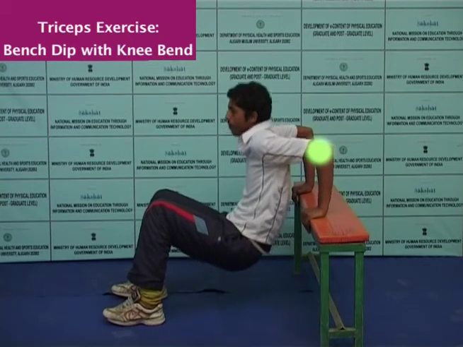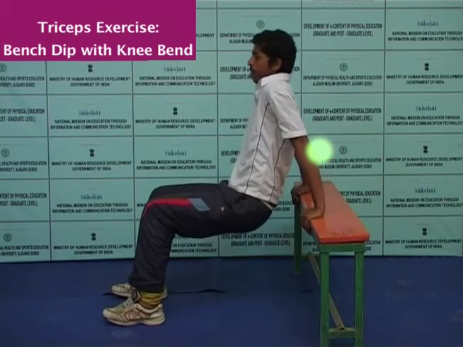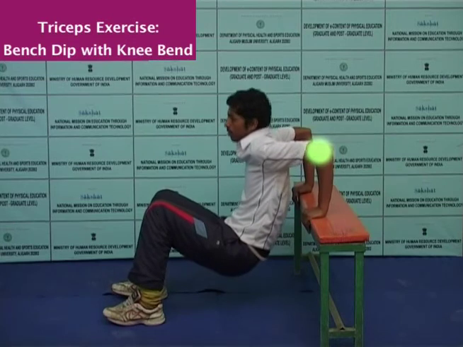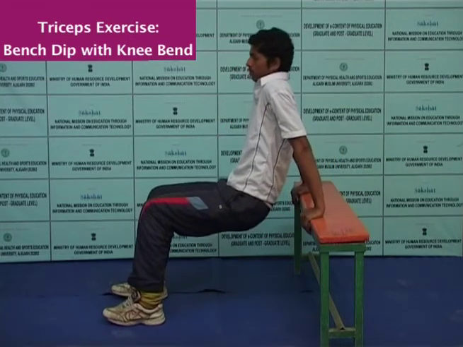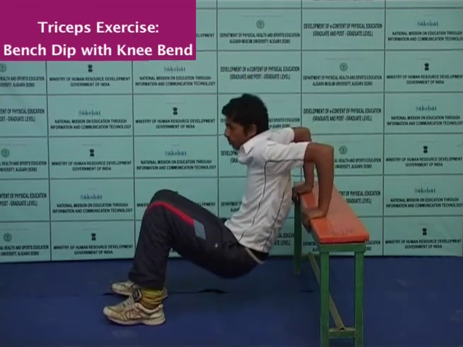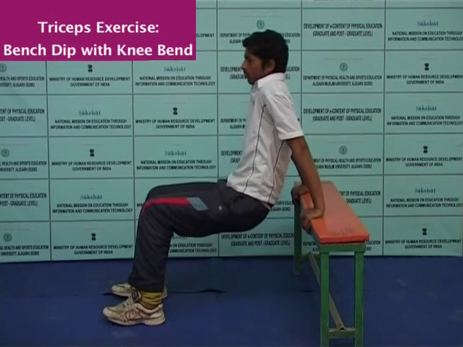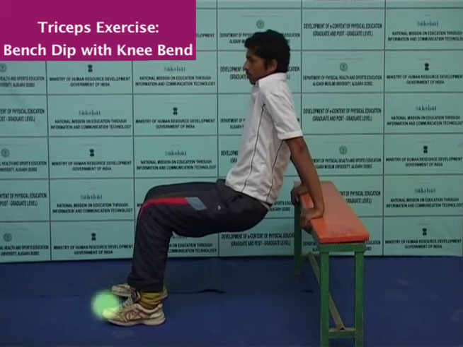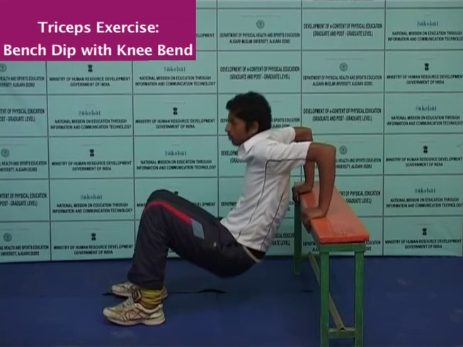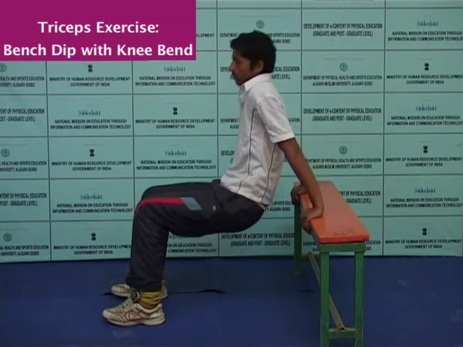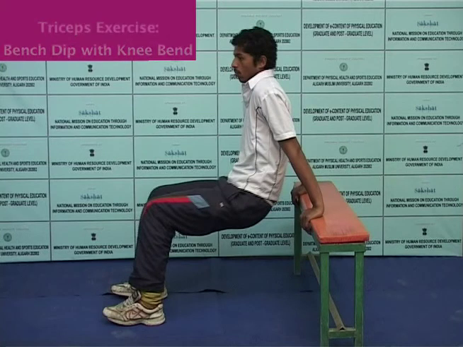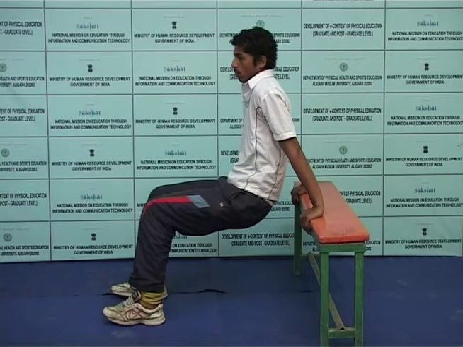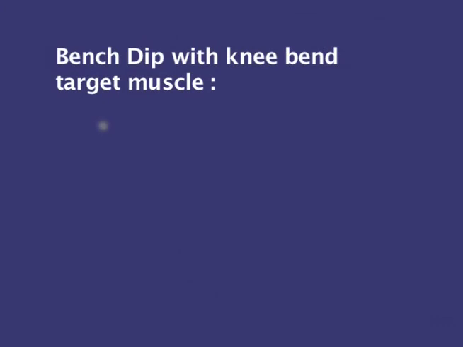We can make the exercise easier by either increasing the height of the bench or placing the feet closer to the bench, allowing space for full range of motion, and we can increase the resistance by placing the feet farther away from the bench or straightening the legs.